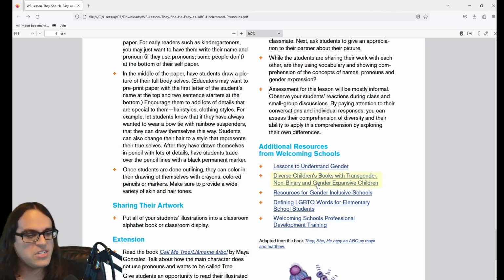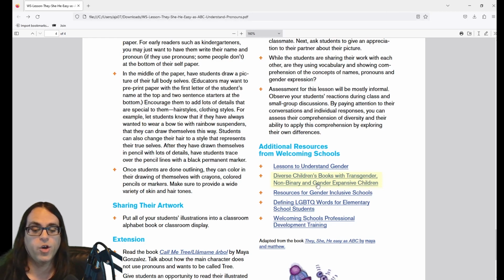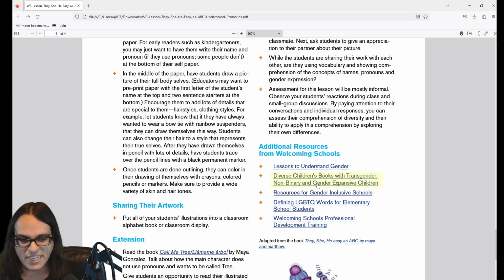Okay, encourage them to add a lot of details that are special to them. Hairstyles, clothing styles. They keep on going at those two. For example, let students know that if they always wanted to wear a bow tie with rainbow suspenders, they can draw themselves that way. Students can also change their hair to a style that presents their true selves. What does a second grader know about their true selves? They just learned how to not poop themselves and pee themselves a few years before this. And you're asking them to write down what their true selves means, what it is?